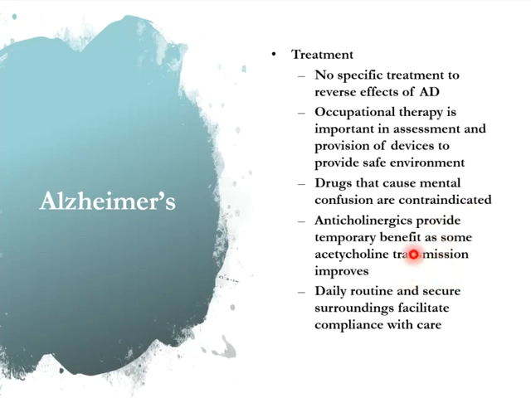Anticholinergics were provided so that acetylcholine can help regain some of the functions. Daily routine and secure surroundings facilitate compliance with care. The best thing you can do for an Alzheimer's individual is set up a routine, like get up at a specific time in the morning, perform this activity, then this activity, then this activity. Everything should be properly organized, so that they can have a safe living.